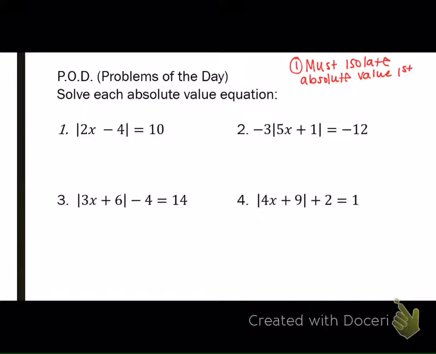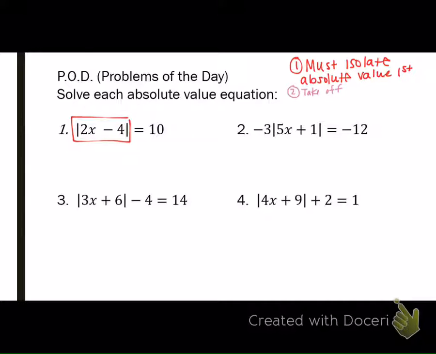Okay, so number one, is the absolute value already isolated? Is there anything outside of my box on the same side of the equation? No, so it is isolated. So from there, take off the absolute value.